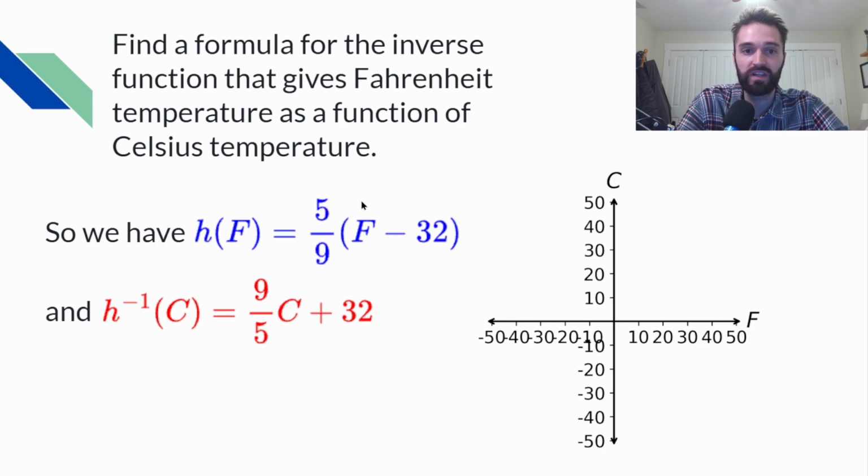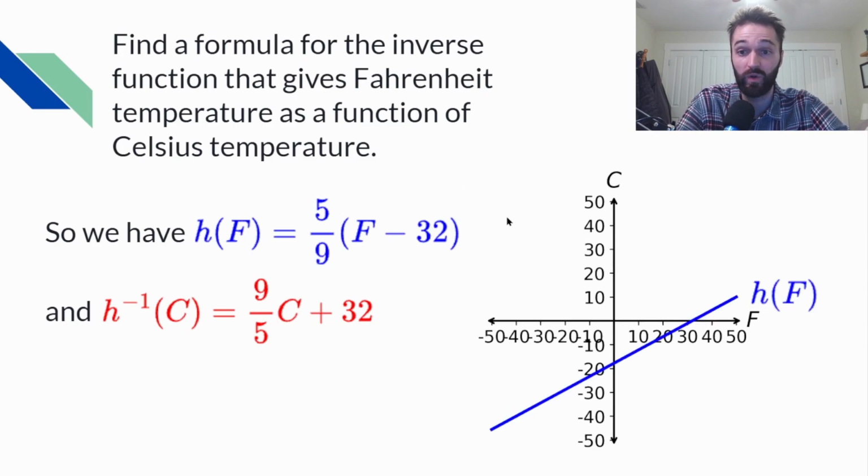Well, if we distribute this 5/9 to each piece in here, we'll end up with 5/9 F plus some number, I don't know what that is, but that is in the form y equals mx plus b. So it's a line. The blue function H of F is a line, and this is graphed right here.